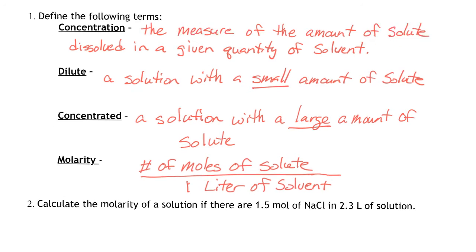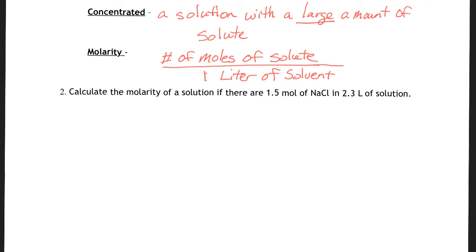So let's go ahead and work out this first problem. In this case, we want to calculate the molarity of a solution if there's 1.5 moles of NaCl in a 2.3 liter of solution. Well, the first thing I notice when I look at this is I have to calculate the molarity. It's giving me moles, which is going to be my known. It's giving me liters, which is going to be my known. So all I have to do is plug these numbers into the formula for molarity.